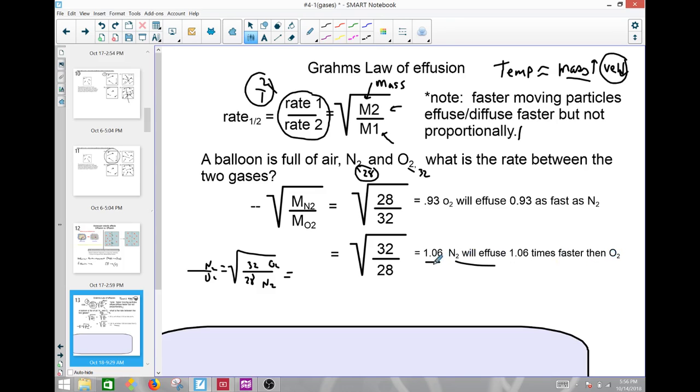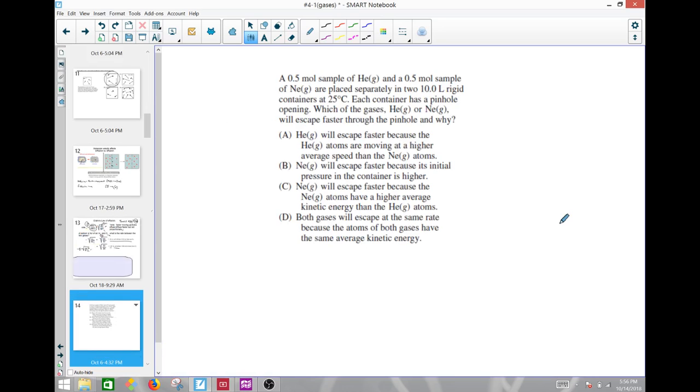If you turn it around, what's the rate of oxygen effusing to nitrogen? It just gets reciprocaled and it's 0.93. So it's less, it's slower. So pretty simple plug and chug formula. Given some examples here, likely we will see more of that in the future.